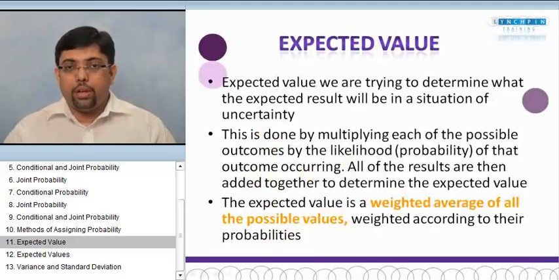Expected value. What is expected value? We are trying to determine what the expected result will be in a situation of uncertainty. So we multiply the output by the given probability and see what the total outcome will be. This is done by multiplying each of the possible outcomes by the probability of that outcome occurring. All of the results are then added together to determine the expected value. The expected value is the weighted average of all the possible values, so it's a type of average or mean.